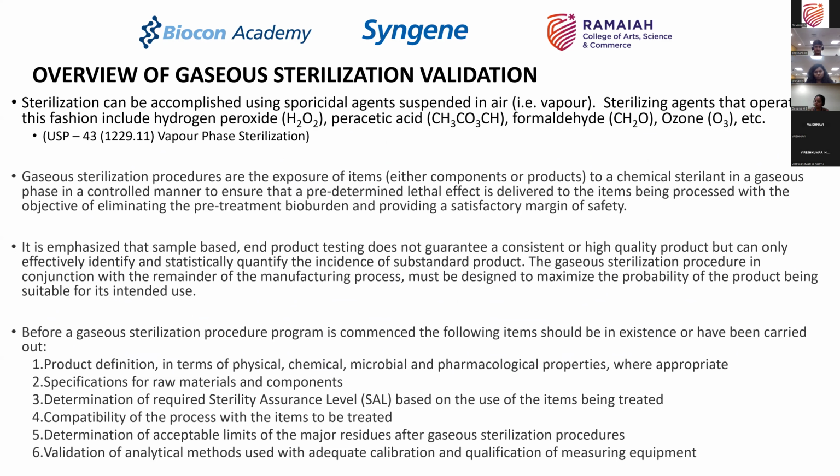This is what is written in USP 43. So USP 43 recognizes these as sporicidal agents which are suspended in air and sterilize them, being used for sterilization. You can see that certain things like ethylene oxide do not now find a place here because of the fact that they are carcinogens. So only the safer chemicals have been listed here.